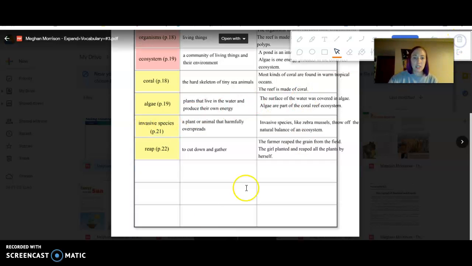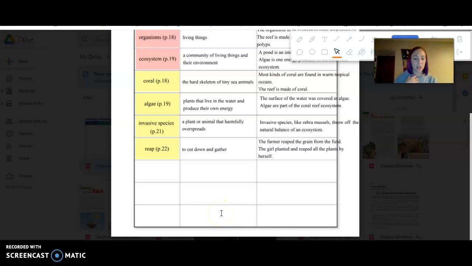And then the last word is reap. To cut down and gather. You might have heard of the Grim Reaper. He is a character who gathers souls after people die. A little grim, sorry. A little dark. But in this case, it usually means, in plants, kind of like harvested. So the farmer reaped the grain from the field. So cut it down, brought it in so they could use it.